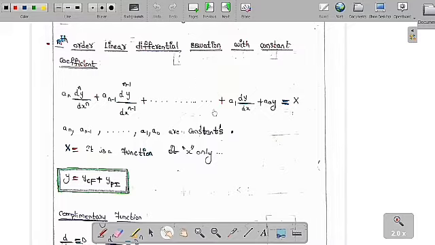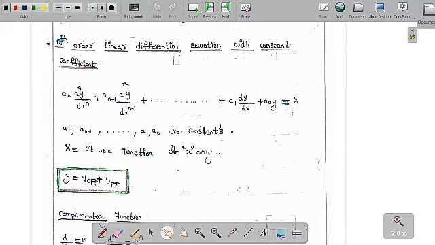You can see clearly this is called a linear differential equation with constant coefficients, because all these constants are constant values. These are numerical values, some real numbers, whereas this capital X is a function of x. The highest order is n, whereas the power of the highest order derivative is called the degree, so its power is 1. So a_{n-1}, ..., a1, a0 are the constant values, whereas capital X is a function of x only.